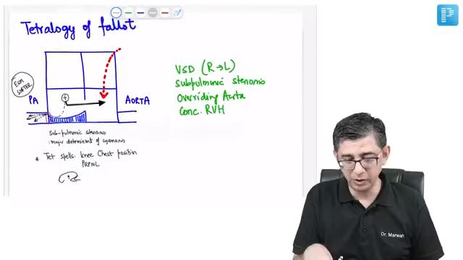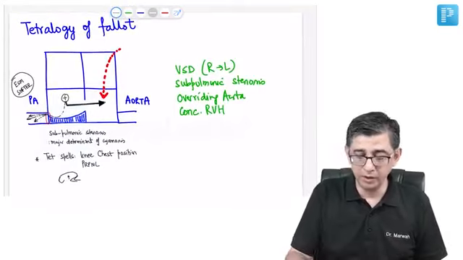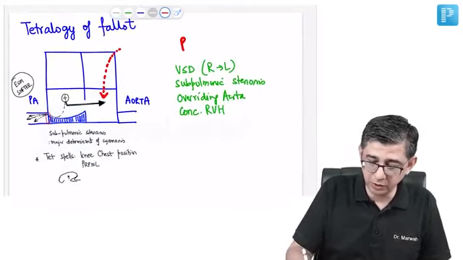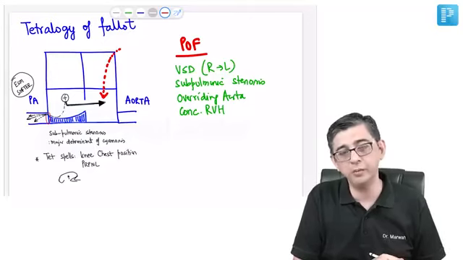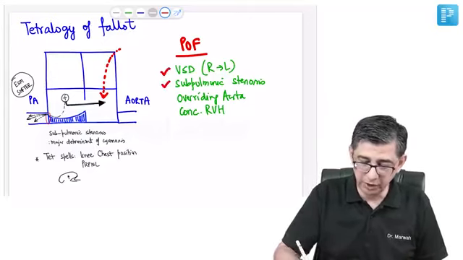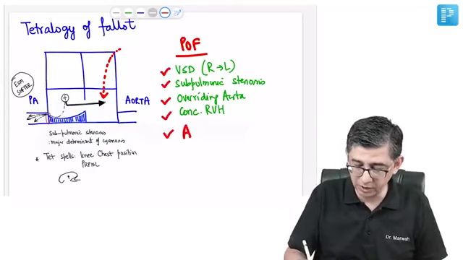This, guys, is an important concept with respect to tetralogy of Fallot. The 4 defects is what I've shown here. And suppose he wants to ask you regarding pentalogy of Fallot, PUF. Then in pentalogy of Fallot, these 4 defects will anyway be present. But what would be the additional defect in pentalogy of Fallot? The additional defect would be a presence of an ASD.